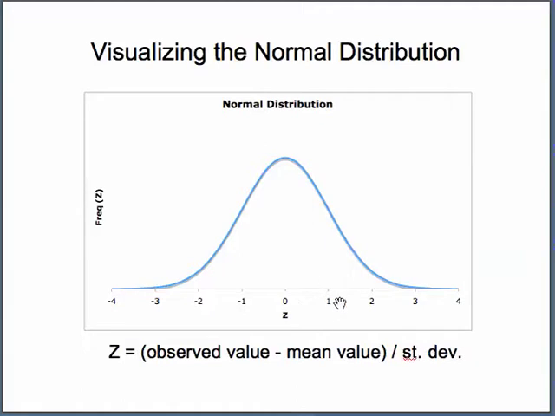If the z-score is 1, then that observation is exactly one standard deviation unit above the mean value. If the z-score is -1, then that observation is exactly one standard deviation unit below the mean value.